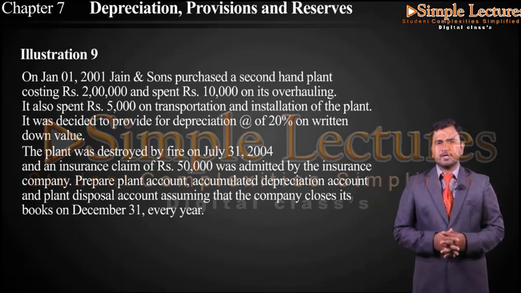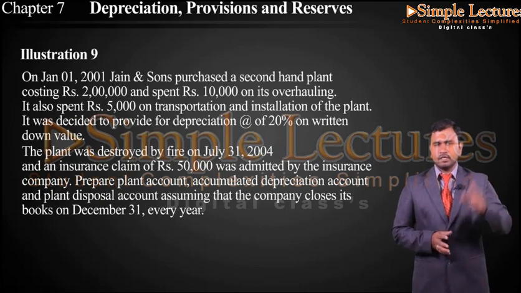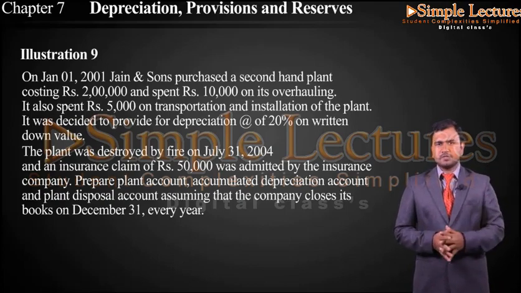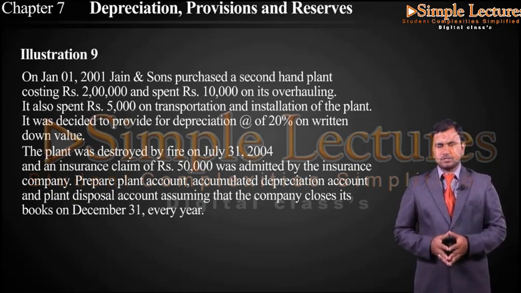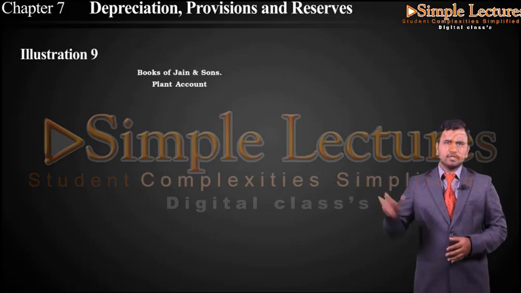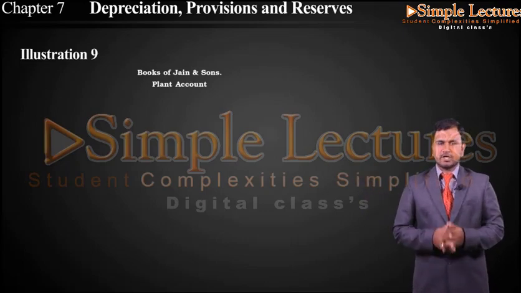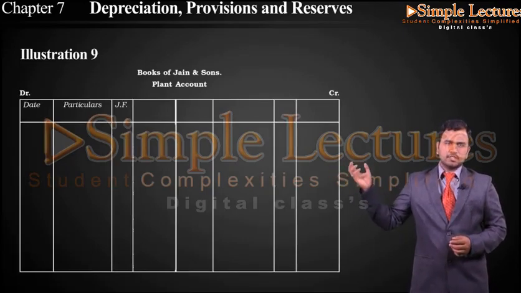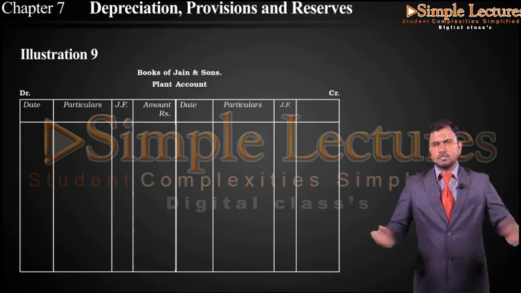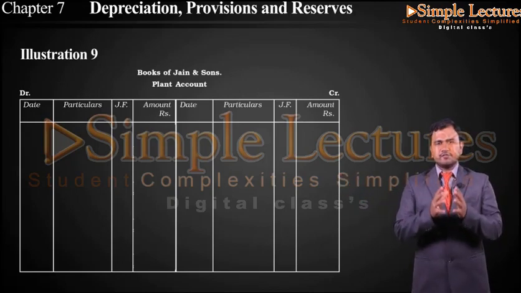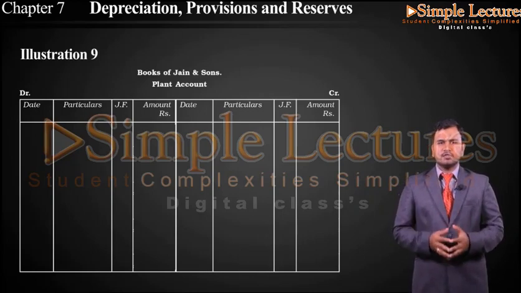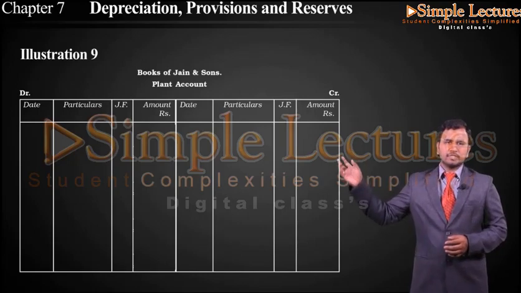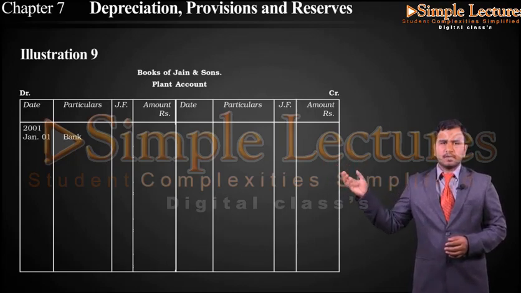So now let us prepare a plant account. Let me repeat once again, whenever we are preparing a provision for depreciation account, we are not going to show the depreciation in plant account. So now let us prepare plant account in the books of Jain and Son, and the format will be date particulars journal folio amount and date particulars journal folio amount. The first purchase will be recorded in the debit side and we will be carrying the same for the 4 years. So coming to the debit side, 1st Jan 2001, bank 2,15,000.